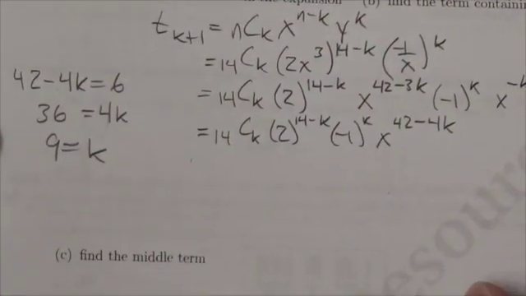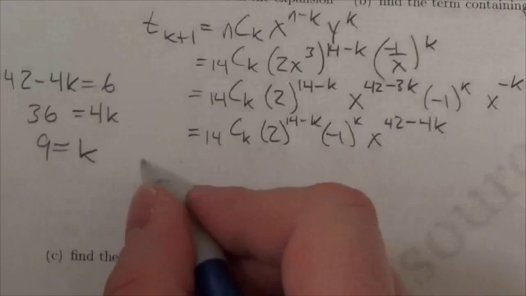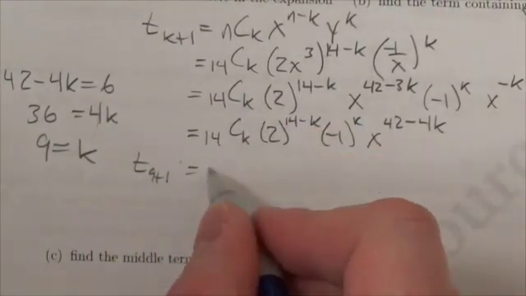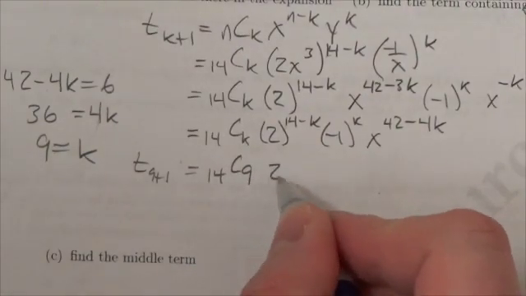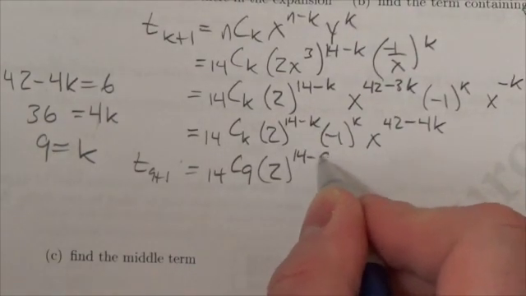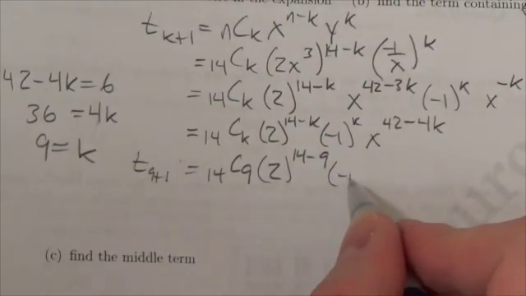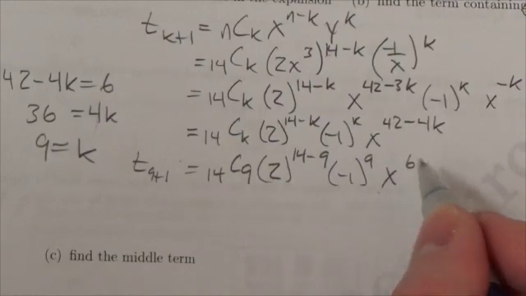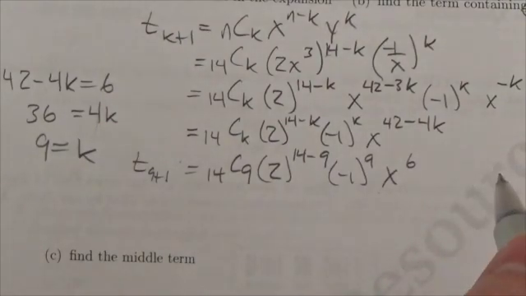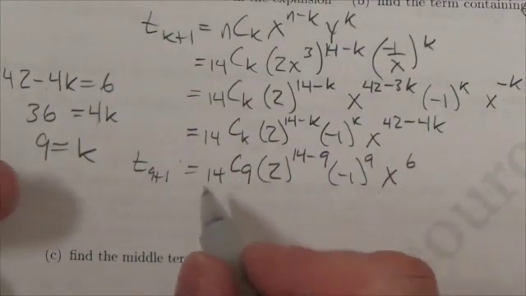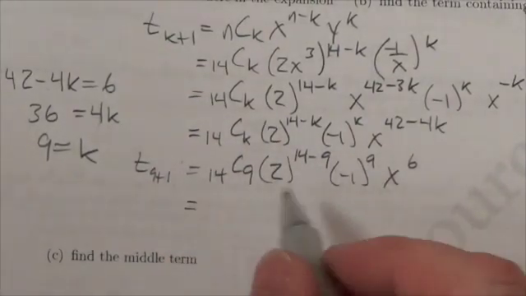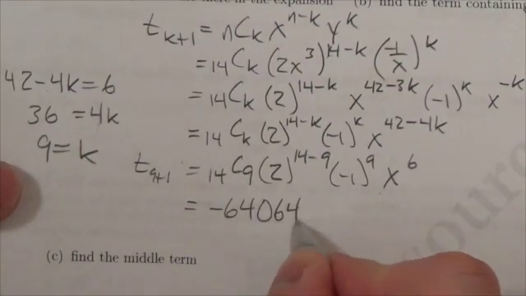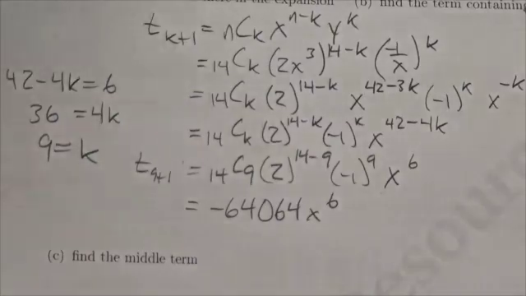And so now I know what the value of k is in this expression. So now I can plug this in, and this is going to be the 10th term, which will equal 14 choose 9. Okay, this will be 2 to the 14 minus 9, negative 1 to the 9, and I already know that this is going to end up being x to the sixth. Okay, so putting that all together, plugging this into my calculator and evaluating it here, we will get negative 64,064 x to the sixth, and that's the term that I'm looking for.